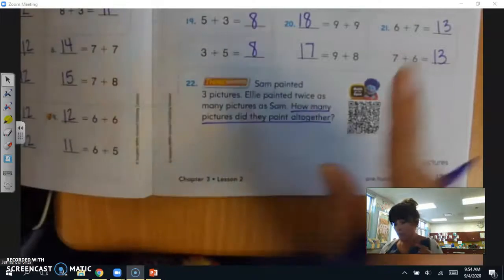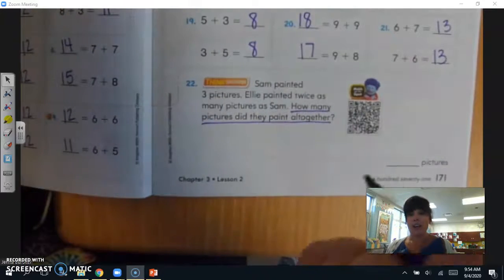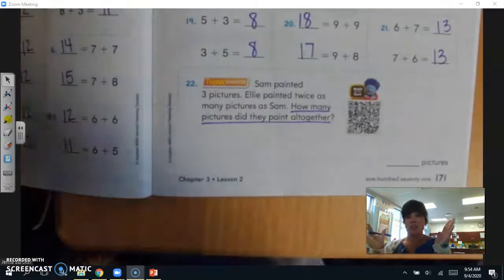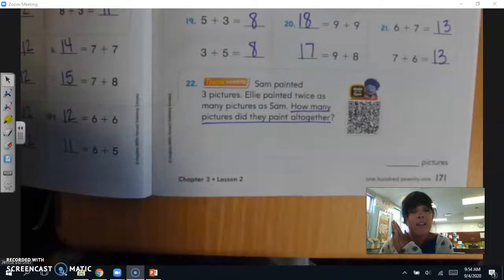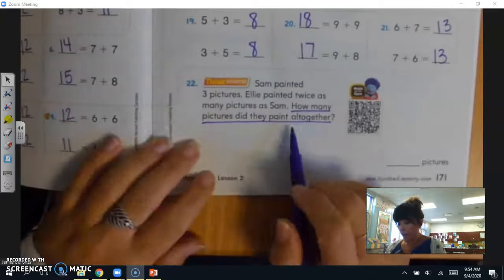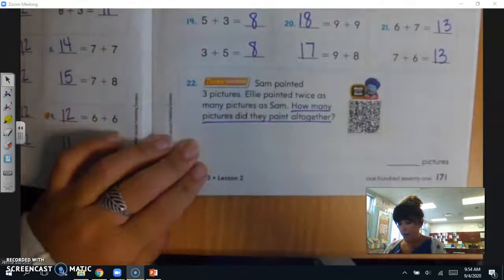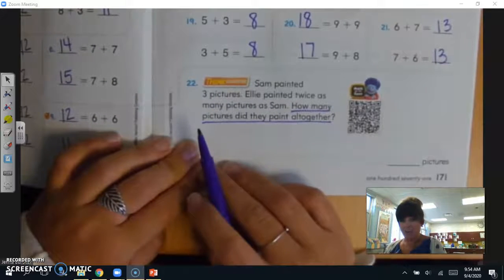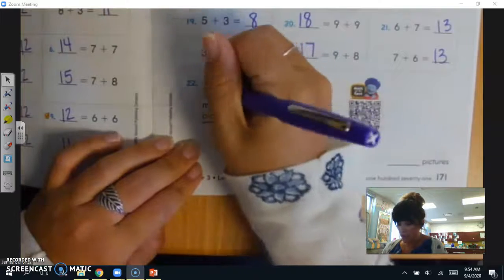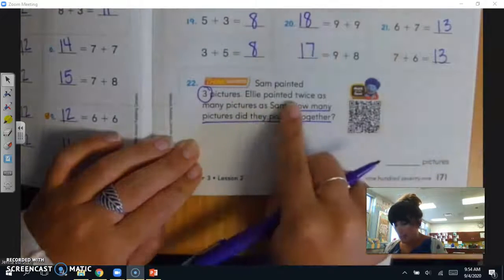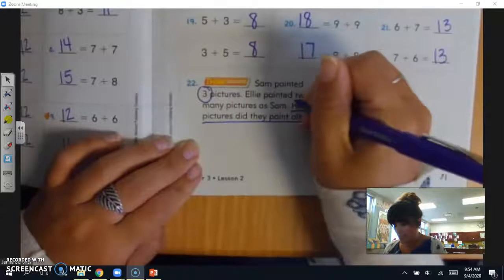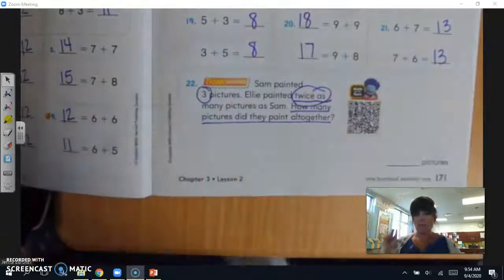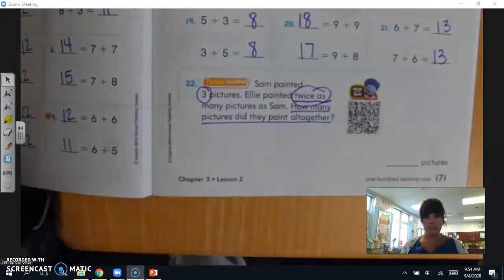When I see the words all together, I know that I'm going to be adding. Because if they want to know all together, then I got to put 2 things together. And that's adding, right? So I'm going to be adding, but what am I going to be adding? How many pictures Sam painted and how many pictures Ellie painted. So Sam painted 3 pictures and Ellie painted twice as many pictures. So she painted double what Sam painted.